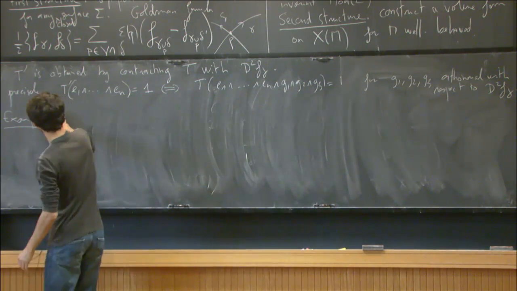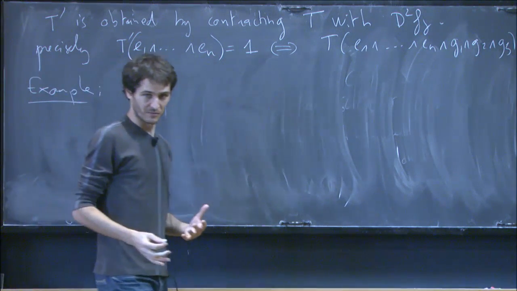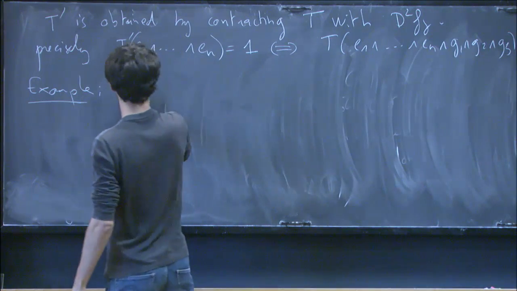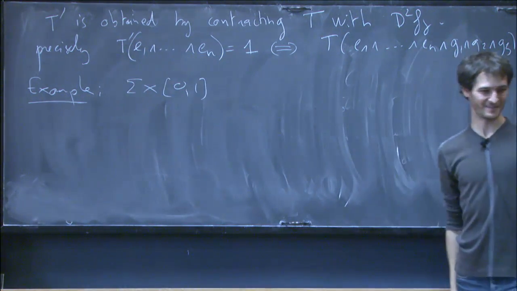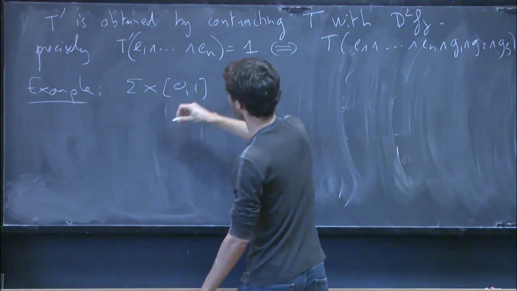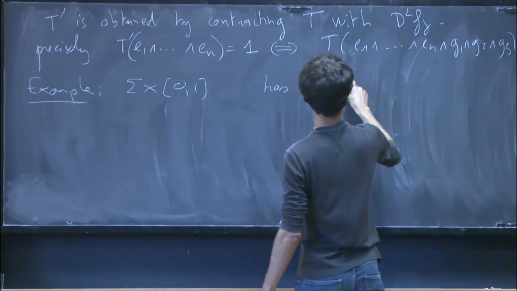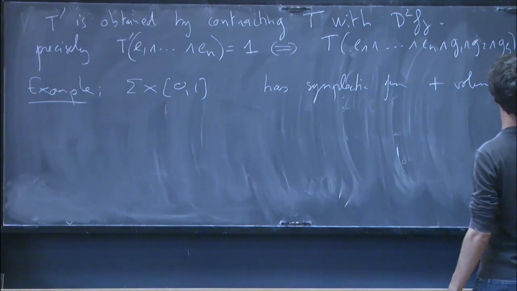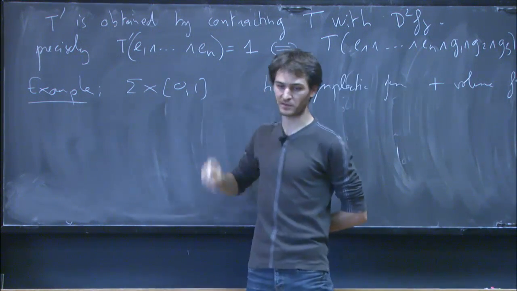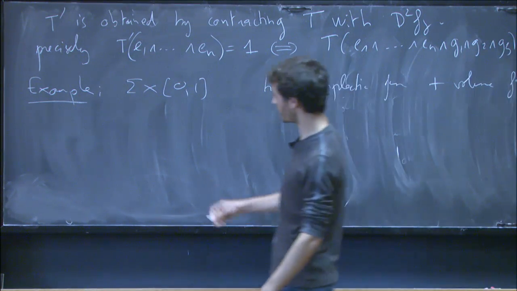So a nice example is the case of, well, I talked about 3 manifolds, but I can just take a product of sigma cross I, okay? This is a 3 manifold, and it has a symplectic form, plus a volume form. Symplectic form because it's a surface, and volume form because it's a 3 manifold. So what are the relations between the two?